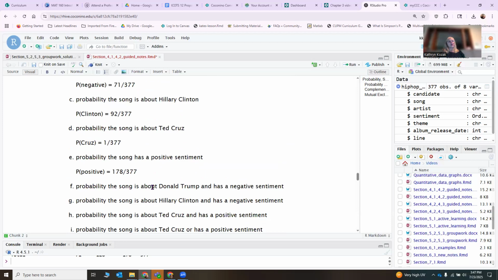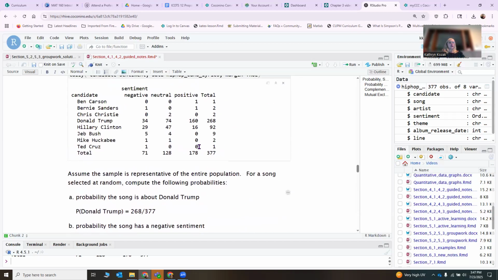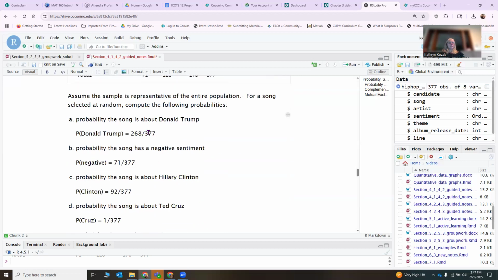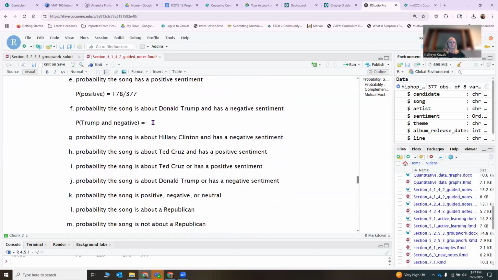So now what's the probability the song is about Donald Trump and has a negative sentiment? One thing to notice is that when something is an and, it means both things have to happen. So it has to be about Trump and negative. Both things have to be true. It can't just be one or the other. So we're going to come down to here, with and meaning both things. So here's Donald Trump and here's negative, and they overlap right here at that 34. So this 34 out of 377.